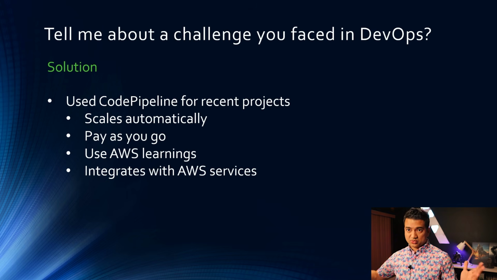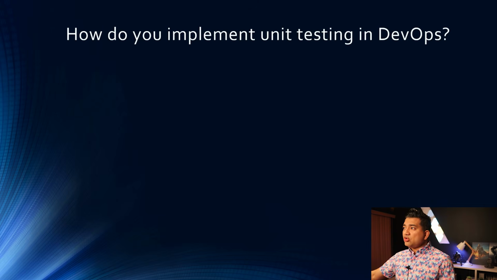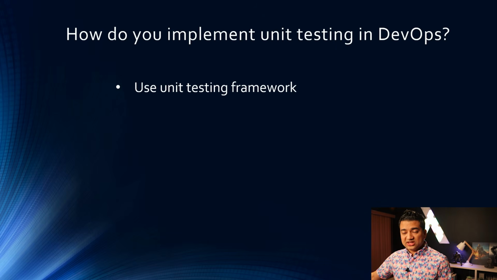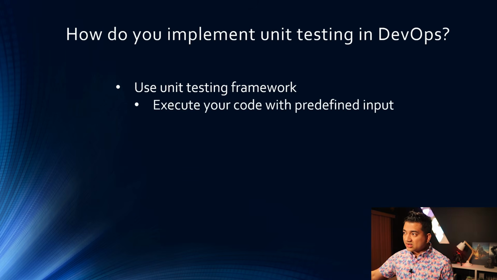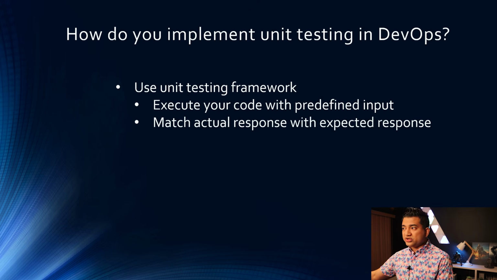So moving on, how do you implement unit testing in DevOps? For this, you use a unit testing framework. How you do it is, you create a code. In that code, this is just for testing, you execute the code that you are trying to implement. So if you have created a jar file to be deployed, but it hasn't been deployed yet, you execute your code with predefined input. And you know what output you should get for those predefined inputs.